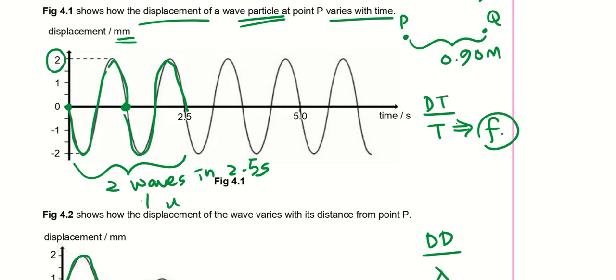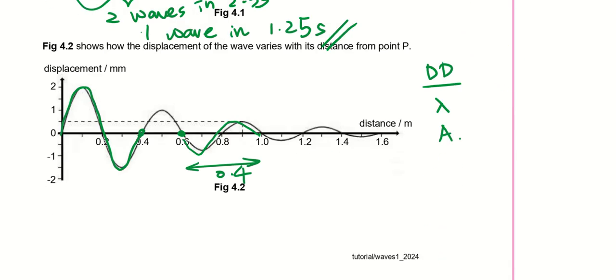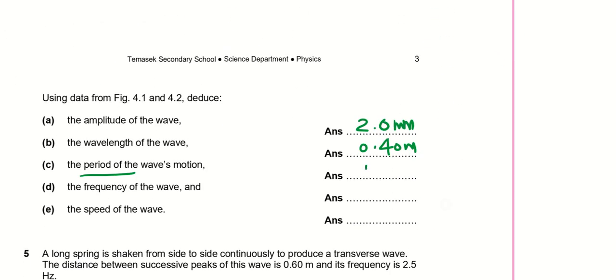That means one wave is completed in 1.25 seconds. That means this is going to be the period, 1.25 seconds. Now frequency is f. f equals 1 over period, equals 1 over 1.25. So the answer will be 0.800 hertz.